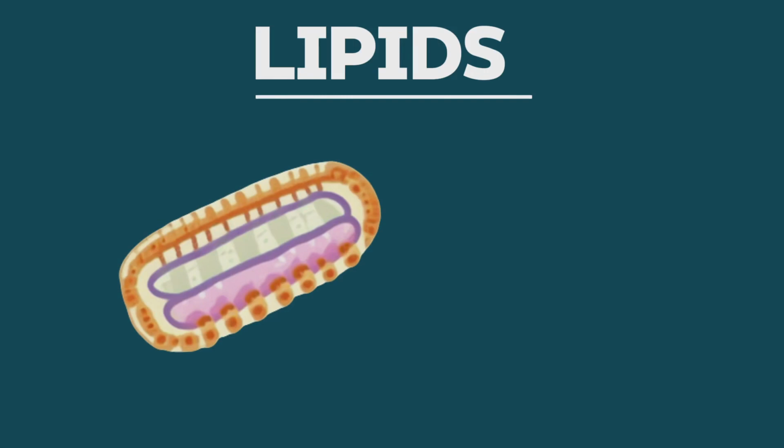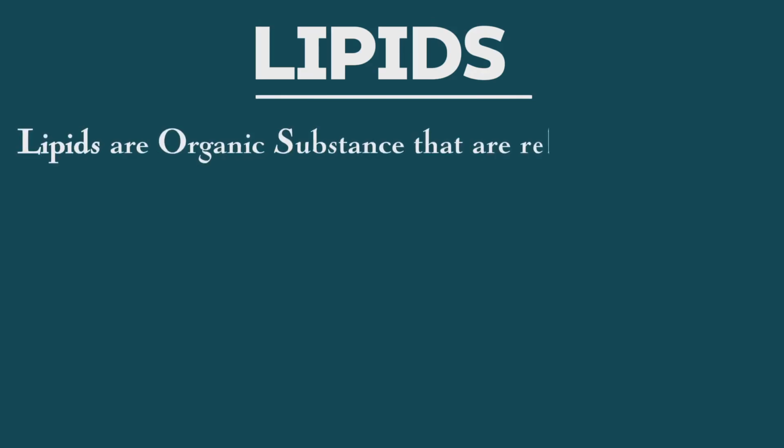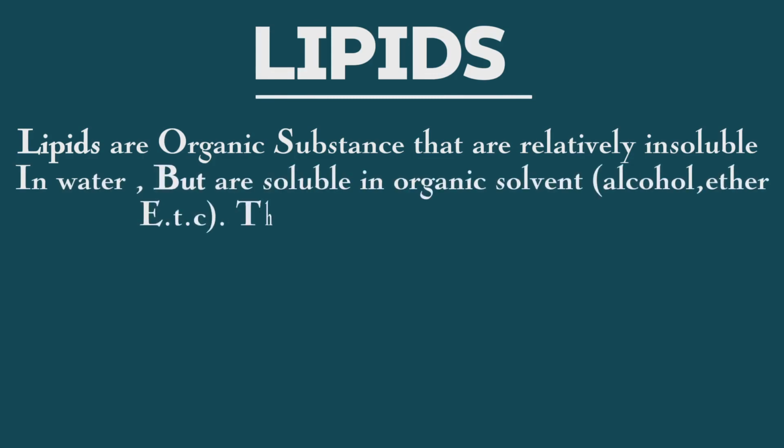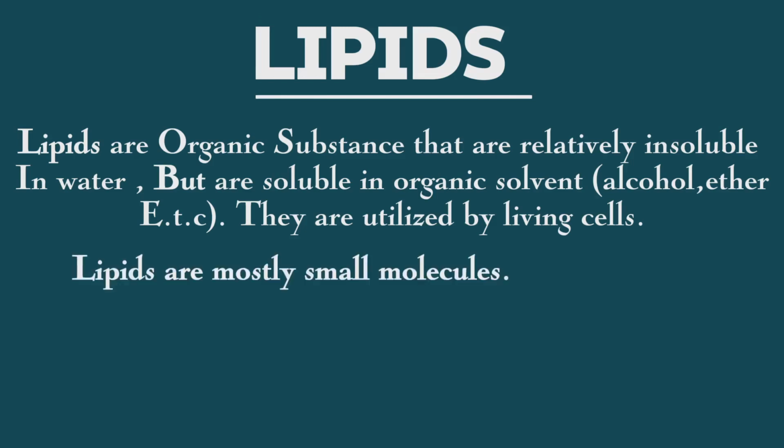Now, to define a lipid might actually be hard, because lipids are a heterogeneous group of compounds. But we can define lipids as an organic substance that is relatively insoluble in water and soluble in organic solvents like alcohol, ether, etc. Unlike other biomolecules, lipids are not polymers. Lipids are mostly small molecules.